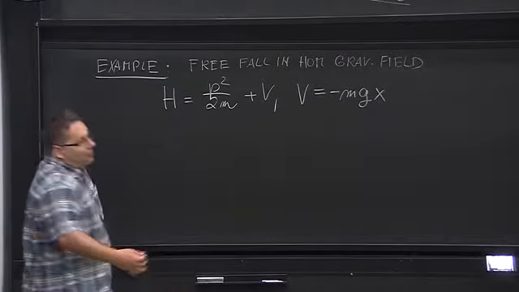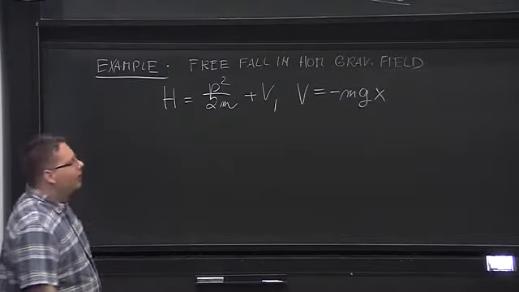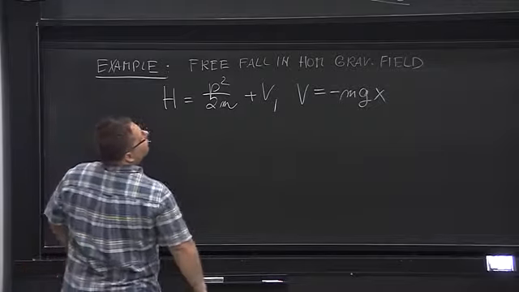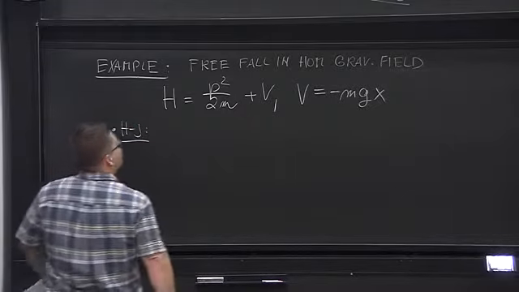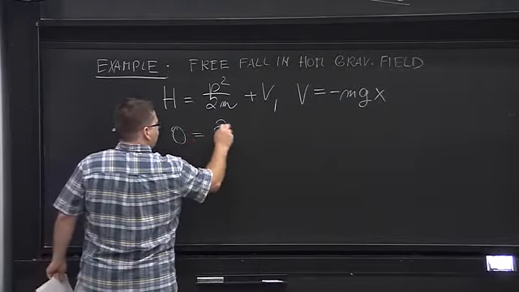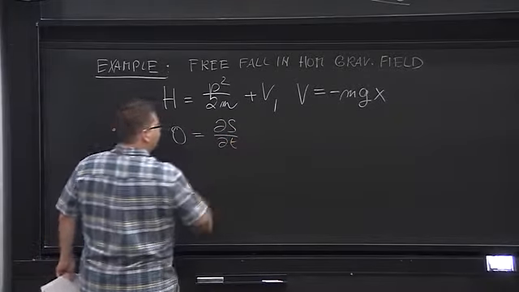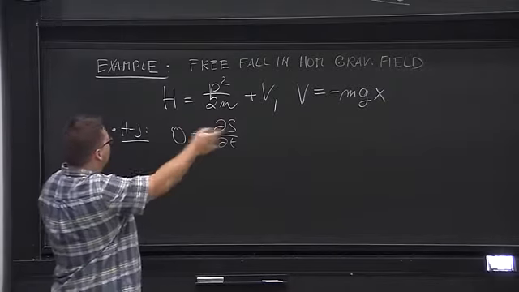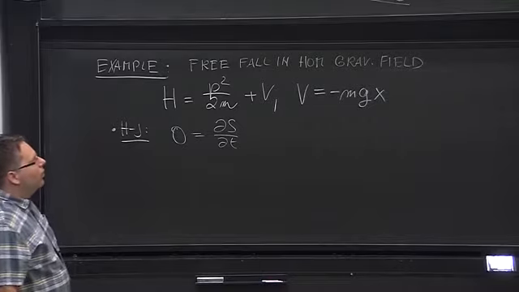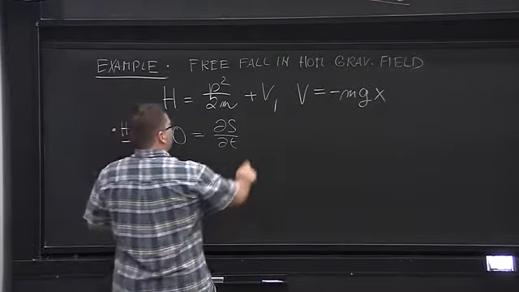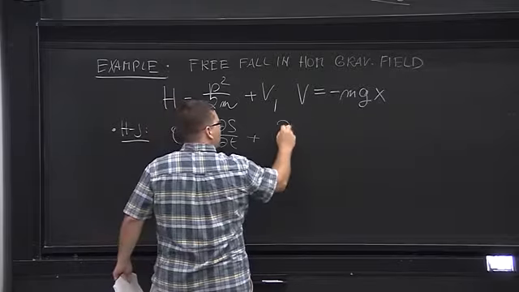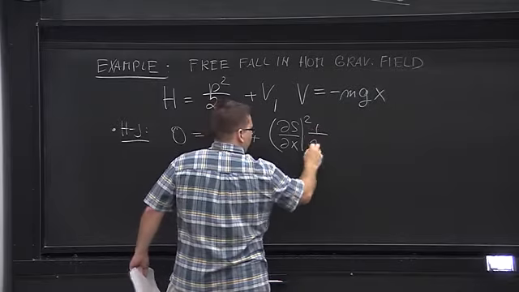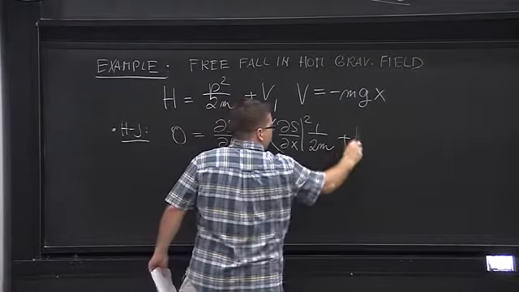So the first step is to formulate the Hamilton-Jacobi equation and find S, right? Okay, so the Hamilton-Jacobi equation: 0 equals dS over dt, and then plus the Hamiltonian, where whenever I see p, I just write dS over dx. So it's plus p squared, so it's (dS over dx) squared, that stands for p squared, times 1 over 2m, and then plus V.